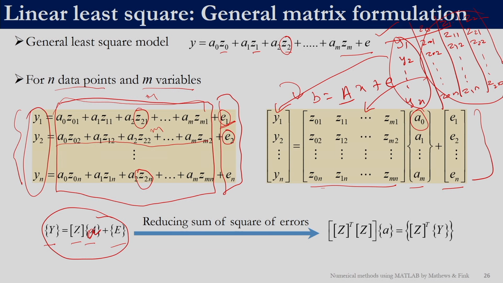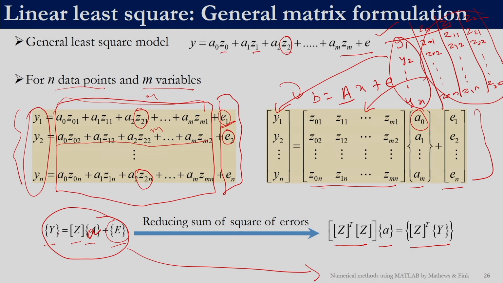Now our job is to find out this a from this, and we do not know the error. This has an analytical solution, and the solution is z transpose z into a is equal to z transpose y. If you are interested in how this derivation happened, how we got this analytical expression, you can look into the book by Matthews and Finks. This derivation is given there.